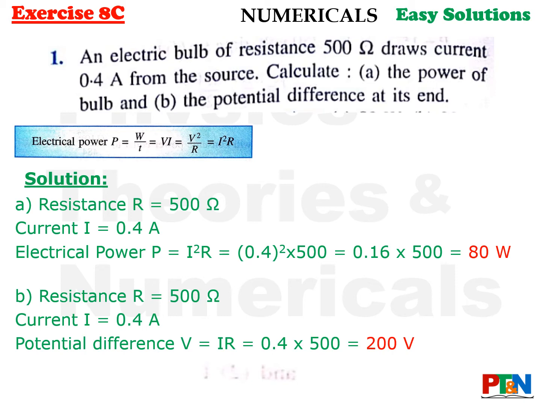Again, for the next one, resistance is given, that is 500 ohm. Current is 0.4 ampere. So potential difference will be as per Ohm's law, that is V is equal to I into R, that is 200 volt.